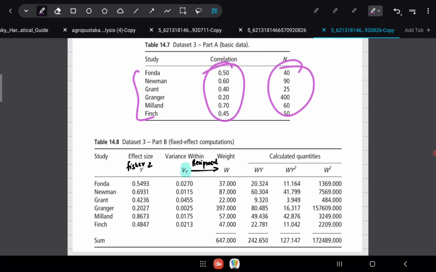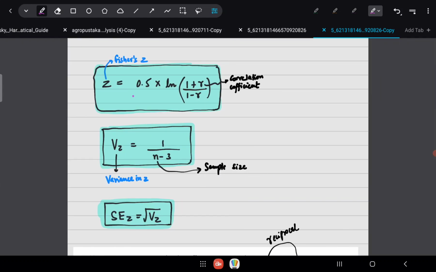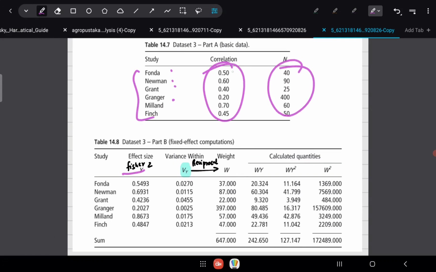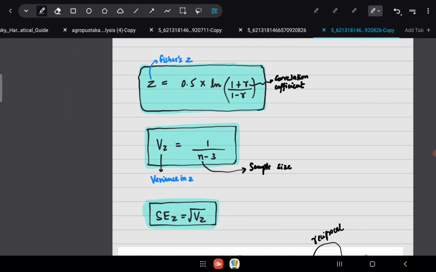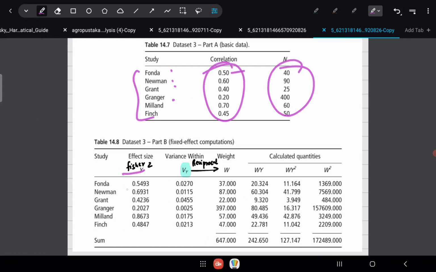So again we'll compute Fisher Z for each of the study, and the formula for Fisher Z is 0.5 into natural logarithmic of 1 plus correlation coefficient divided by 1 minus correlation coefficient. So for first study, correlation coefficient is 0.5. So Fisher Z will be 0.5 into natural logarithmic of 1 plus 0.5 divided by 1 minus 0.5. So like that you can calculate Fisher Z. These are all the Fisher Z for all these 6 studies.